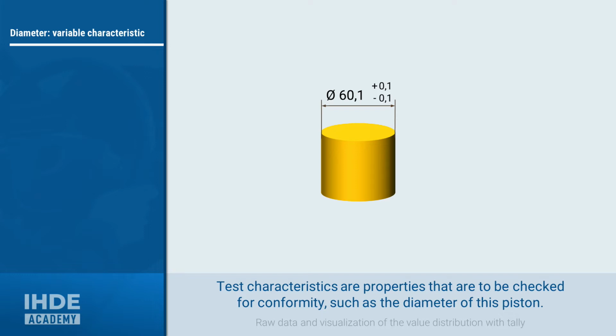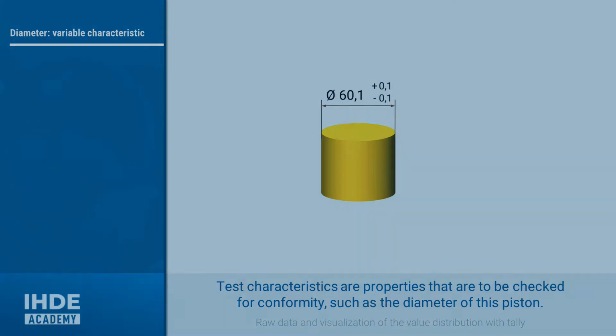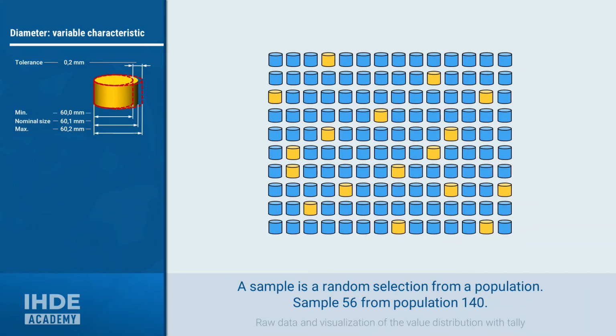Due to inaccuracies and disturbances in the manufacturing process, the actual values will vary around the nominal size. We will continue to carry the image of the piston with us on the left side, slightly reduced as a reminder. For the further considerations, we assume that a sample of 56 pistons was taken from a production lot. Their actual diameters were measured, and the actual values measured were recorded in a table.